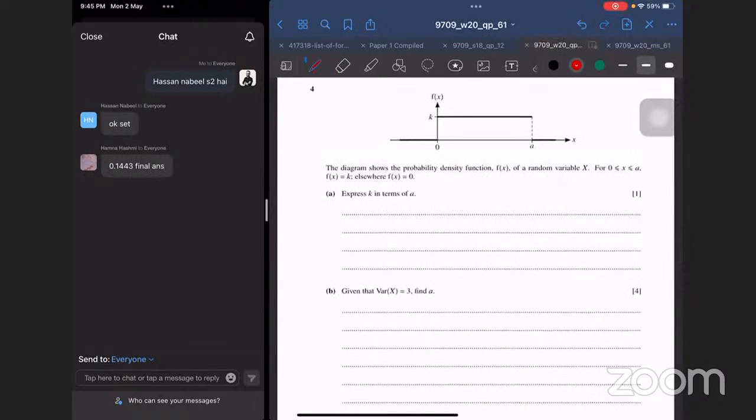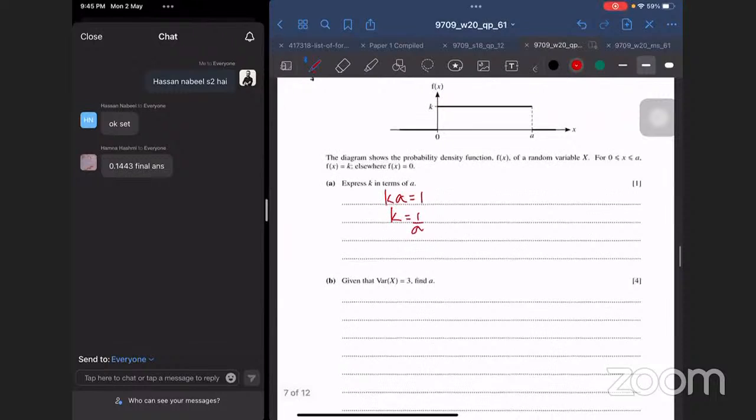Okay, and the diagram shows the probability density function of this. Elsewhere f of x equals 0. Express k in terms of a. So this entire area must equal 1. So I'm going to say that ka equals 1. So k is 1 over a. Given that variance of x equals 3, find a.